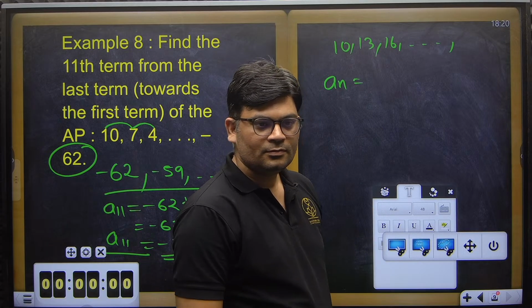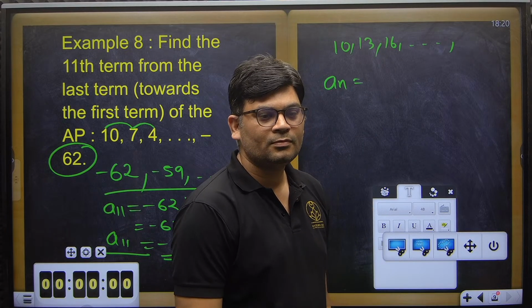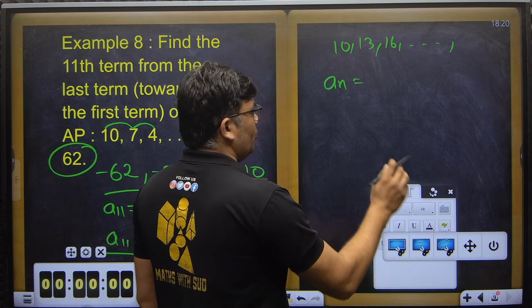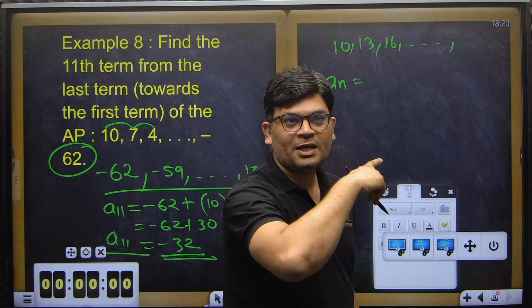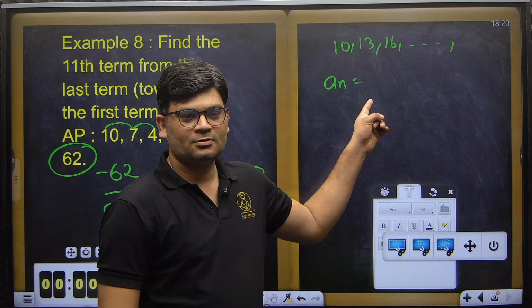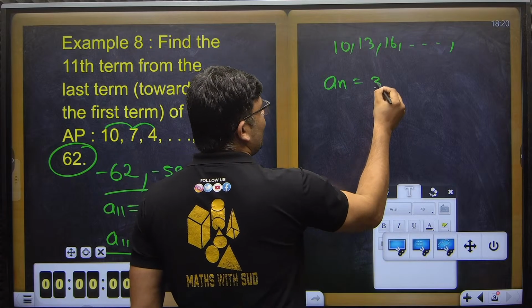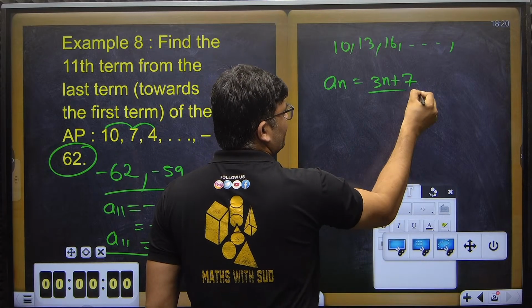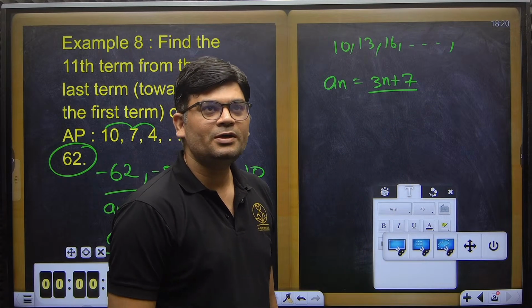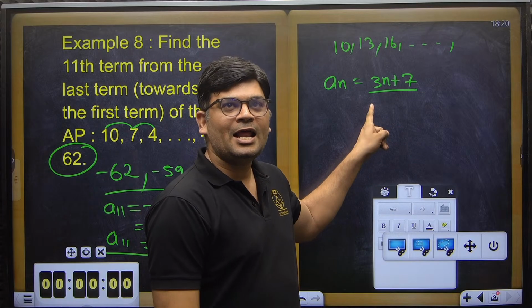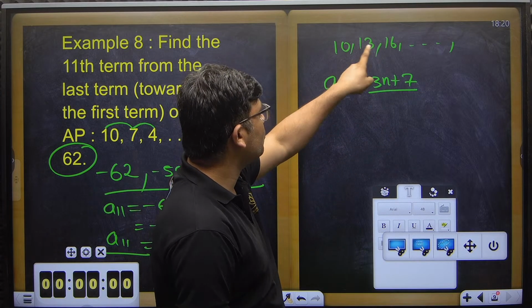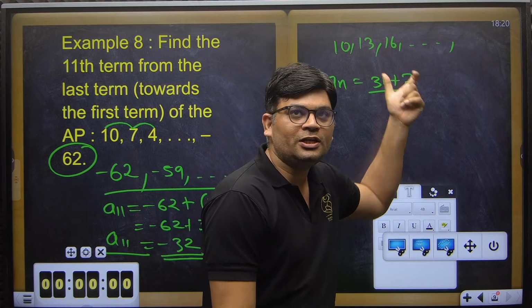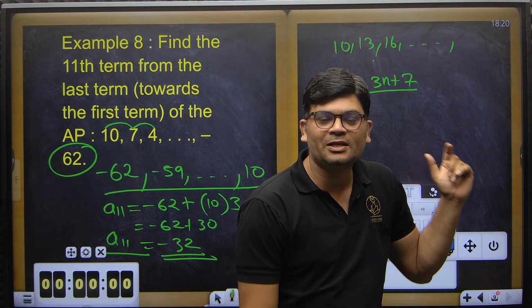What will be an? मुझे नॉर्मल तरीके से चाहिए, an plus b के फॉर्म में बताओ, what will be an for this? It will be 3n plus 7. आ रहा है समझ में? क्विकली अगर आपको an निकालना है तो जल्दी से कैसे निकालोगे? So what is the common difference? It is 3. So 3n plus 7. Why 3n plus 7? Because 3 plus 7 is 10.